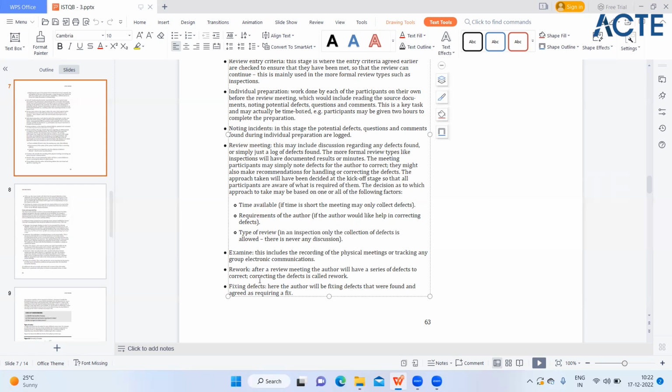Now, we'll be having fixing defects. As the name suggests, it is very simple. Here the author will be fixing defects that were found and agreed as requiring a fix. So whatever things are there in the static testing or the review meeting, now the main key person is the author. He will be collecting those defects, and after that he will be fixing those defects at the document level.